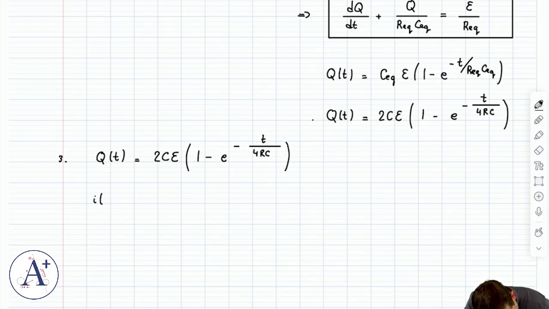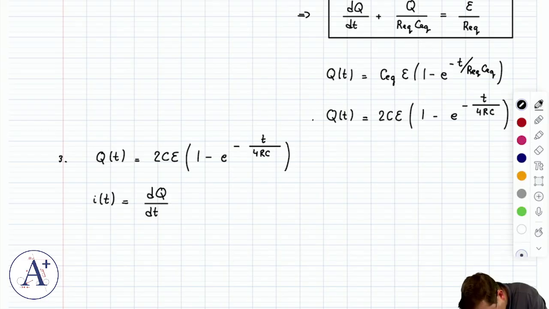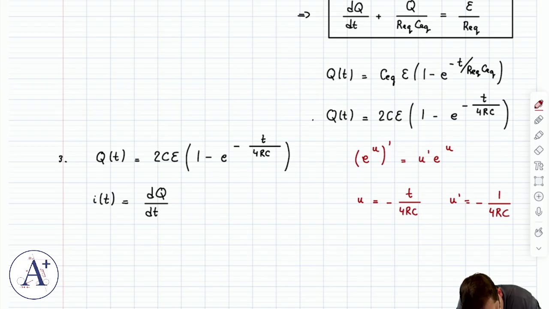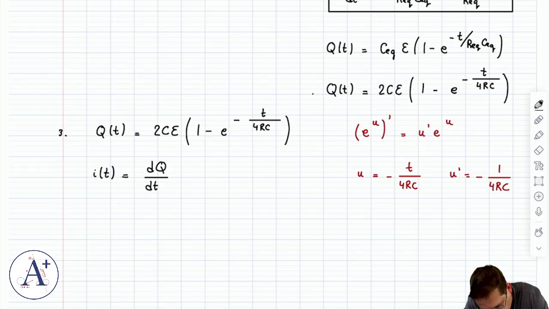And we said also that I of t is equal to dq dt. So really all I have to do is hit this thing with the derivative. I just have to remember the chain rule, which is e to the u prime is u prime e to the u. And in particular here, if u is minus t over 4RC, then actually u prime is minus 1 over 4RC, because my variable is t with respect to which I'm differentiating. All right, that's what dt tells me here.